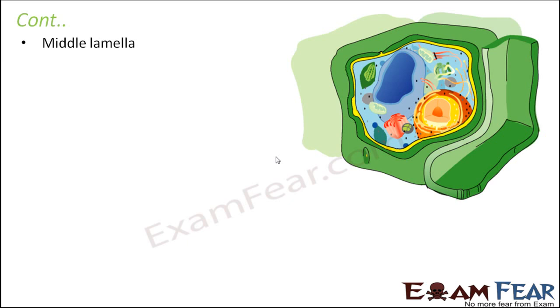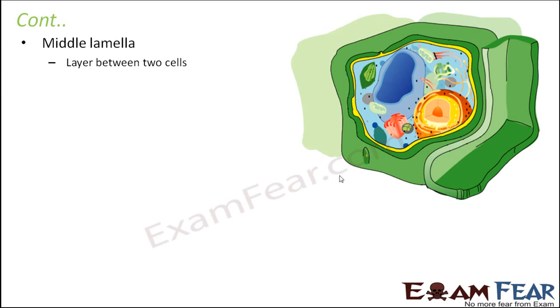Now, there is another additional layer which is again a part of cell wall, which is present even outside the primary cell wall, and that is known as middle lamella. Why is the name middle lamella? We'll see that. It is basically a layer between two cells.